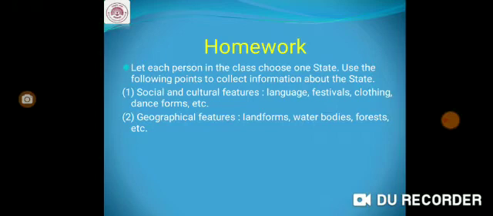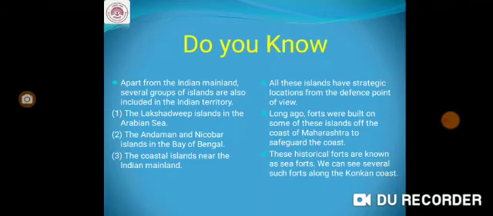Okay, so likewise you can select any state that you want. It can be Rajasthan, Maharashtra, you can go to Tamil Nadu, Kerala, any state that you want, but you're going to write information depending upon these two features: social, cultural, and geographical. This is for your homework. Okay, we'll move on to the next slide. Do you know, this is given on page number 48. Now apart from the Indian mainland, which is the entire map that you saw, several groups of islands are also included in the Indian territory.